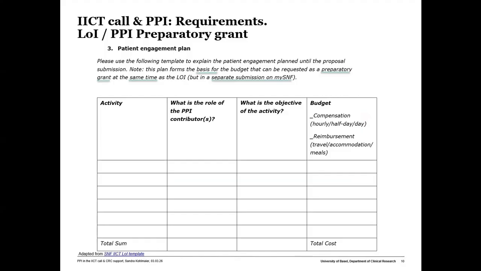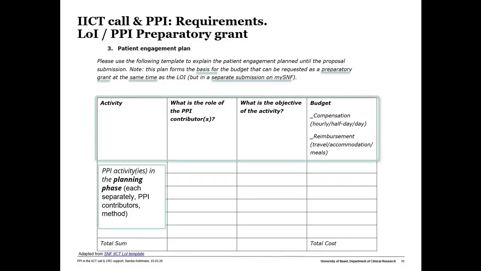So what actually do you have to fill in this table of the patient engagement plan? So you have these activities that you have to give, and please be detailed, not just write PPI activity, but be detailed. And I will give you an example soon. So each separately each activity, and please also the number of PPI contributors and the method you are using. So that it really also marks that you have concrete ideas and have thought about it.